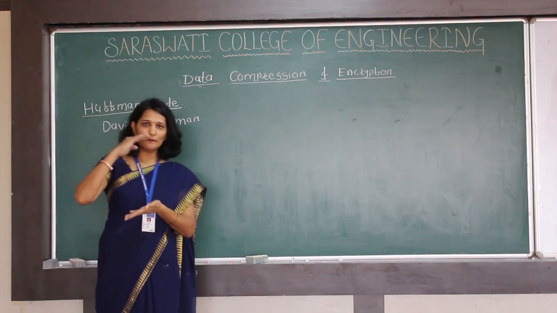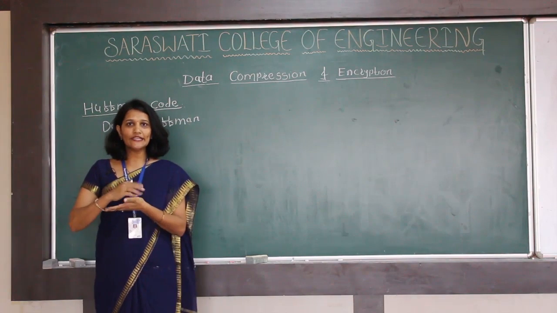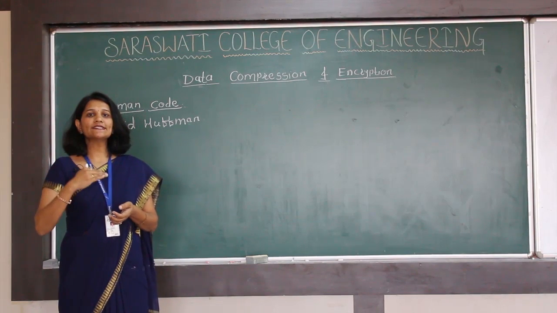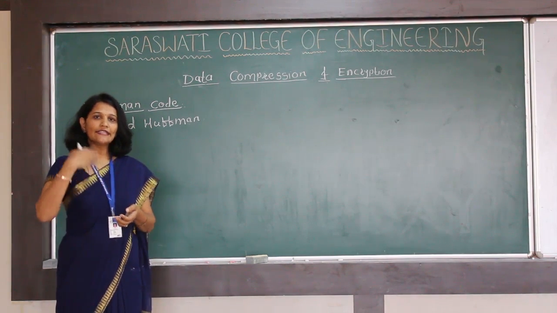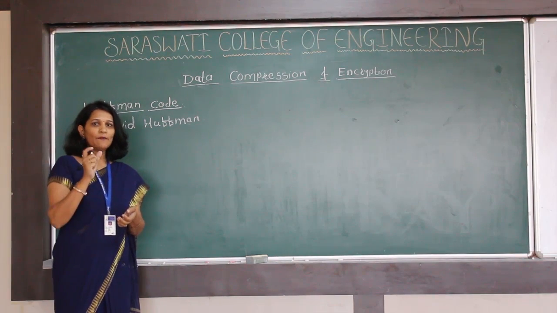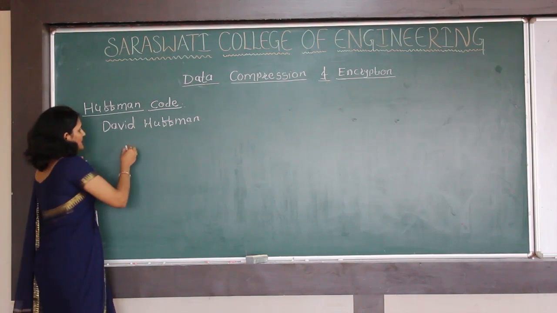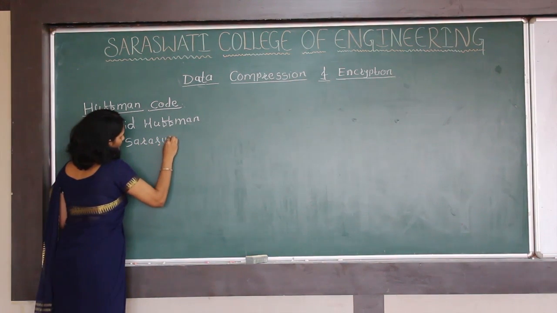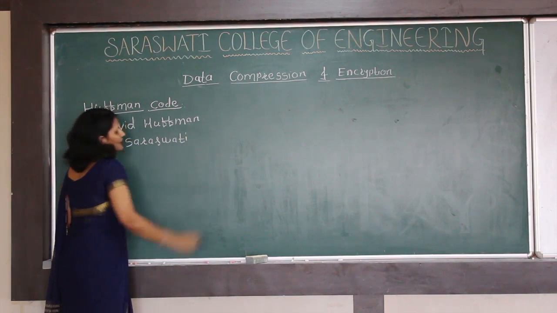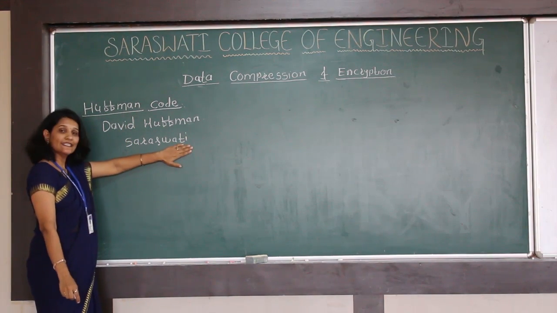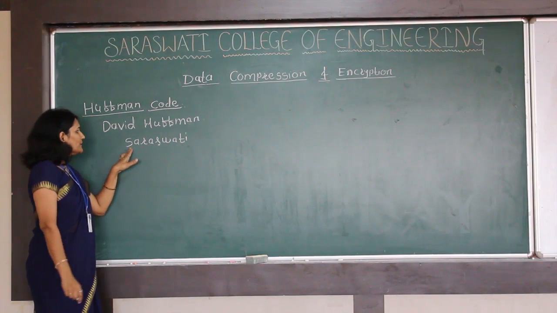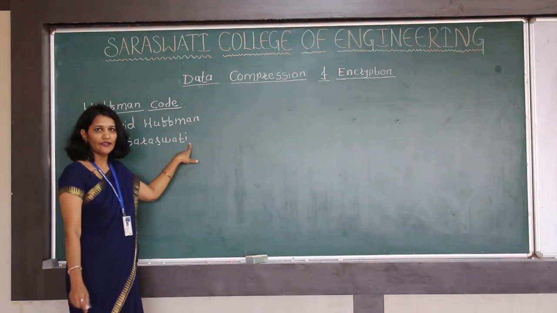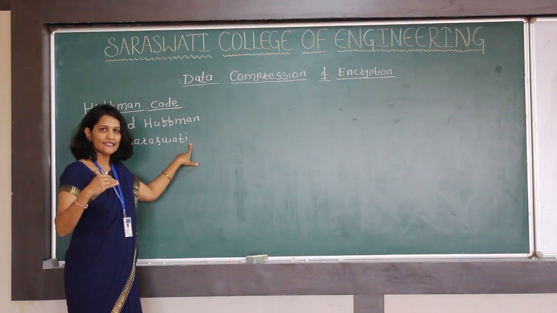If suppose we are compressing text, in that case calculate the probabilities of each and every symbol and then arrange those probabilities in descending order and then apply Huffman code. For example, suppose we are compressing the text Saraswati. Here, calculate the probability of S, A, R, W, T and I. Then arrange those probabilities in descending order.